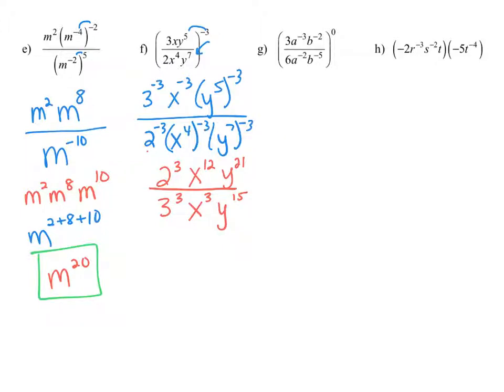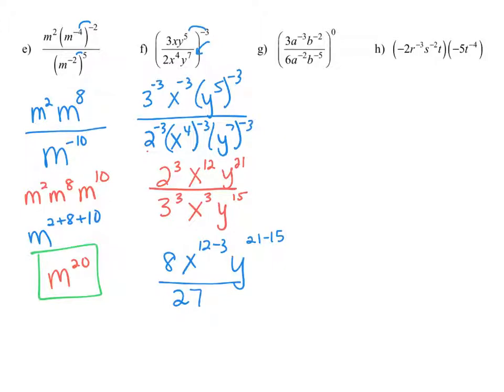Now we can simplify this. The 2 to the 3rd is 8. And then for the x terms, we have an x to the 12th in the numerator and an x to the 3rd in the denominator. We need to subtract those exponents, so it's going to be x to the 12 minus 3. The y, we have a y to the 21st in the numerator and a y to the 15th in the denominator, and we want to subtract those as well, 21 minus 15. The 3 to the 3rd in the denominator is 27.